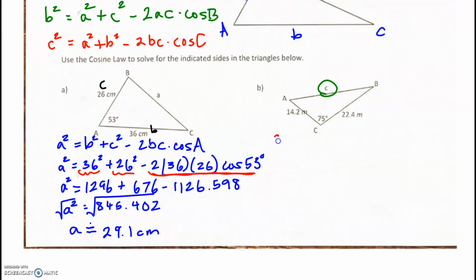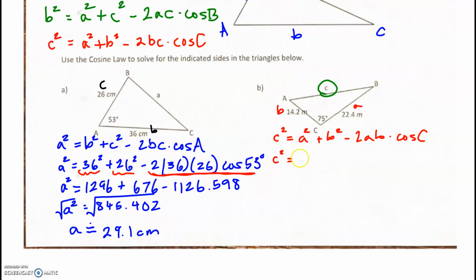So if it starts with c squared, we know it'll be a squared plus b squared minus 2ab times cos c. All right, let's make sure I label the correct numbers. So little a is 22.4 and little b is 14.2. And let's go ahead and put in our substitution.